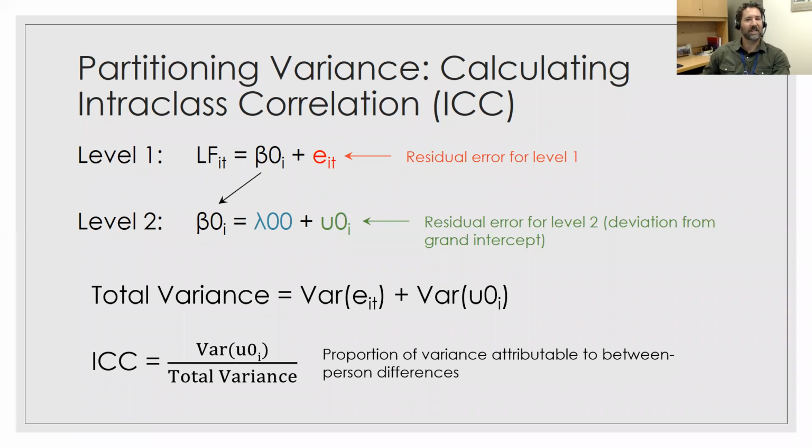Does that make sense? It's just a simple ratio. We can add those variances together to get the total variance in our model. And because we partition those variances, we now know how much is attributable to level 2 versus level 1.